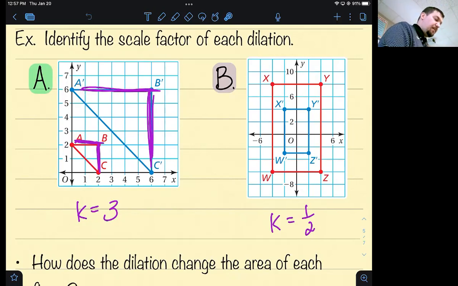Same with example B. We went from red to blue. We went from the coordinate point here, this is 4, 8, because they're counting by 2s, and 4, 8 went to 2, 4. And so they took half of everything. This one shrunk, so it's got to be a scale factor that's between 0 and 1. And we get a half.